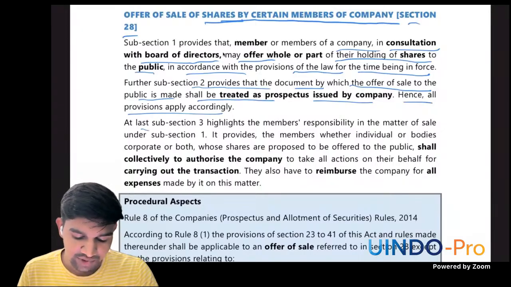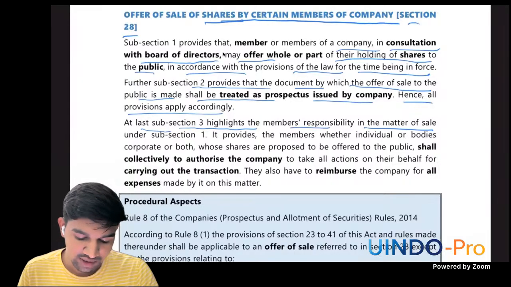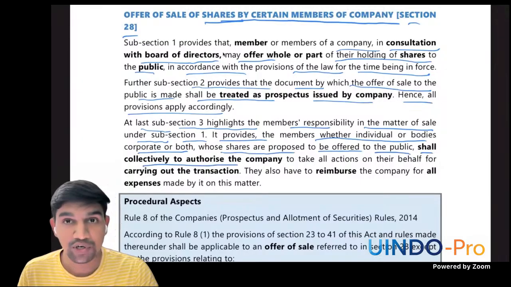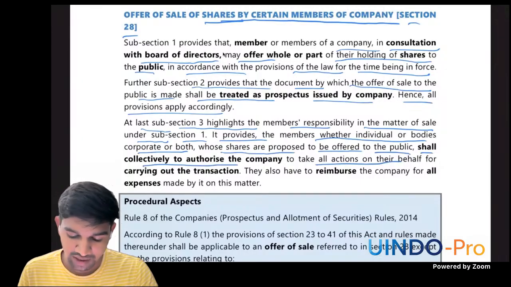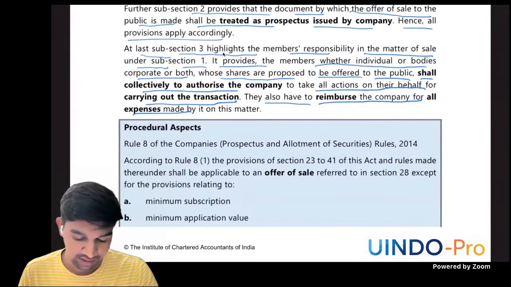At last, subsection 3 highlights the members' responsibility in matters of sale under subsection 1. It provides that the members, whether individual or corporate or both, whose shares are proposed to be offered to the public shall collectively authorize the company to take all actions on their behalf for carrying out the transaction. They also have to reimburse the company for all expenses made by it on this matter.